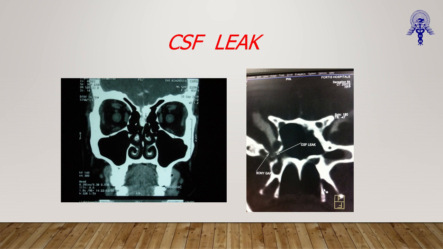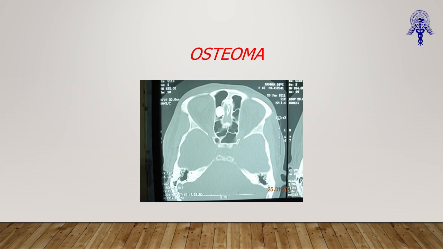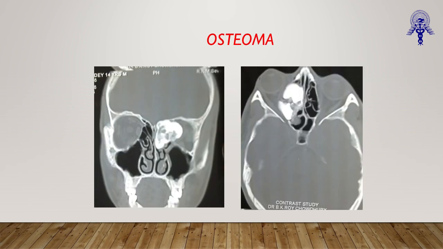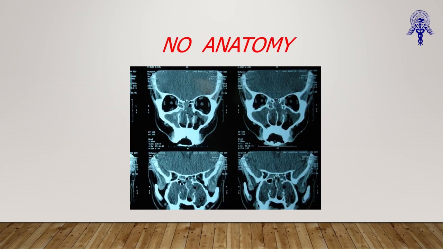And this is the sphenoid sinus, a very rare leak we got in the lateral recess. Very difficult to repair, but you can also get leaks like this. So you have to understand thoroughly. Sometimes you can get an osteoma, which is very easy. You don't need contrast or anything. The hyperdense localized area tells you that this is an osteoma. And sometimes there is no anatomy. There is previous surgery done, so you have to find out what is there.